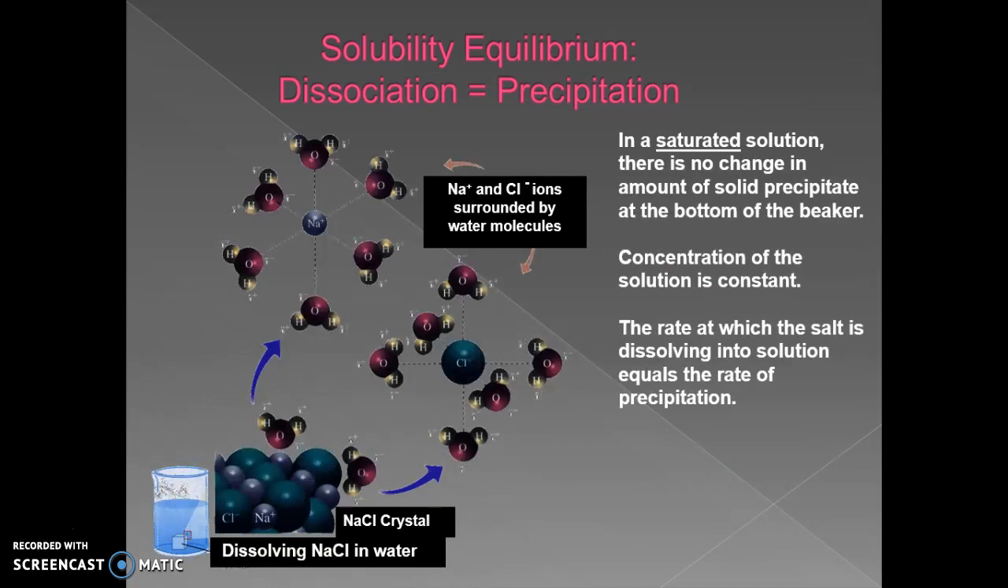And so, like we said, this kind of just repeats the idea with a nice visual. In a saturated solution, there's no change in the amount of solid in the precipitate. There's no change in the amount of ions in solution because you have an equal transition between the crystal and the dissociated ions.